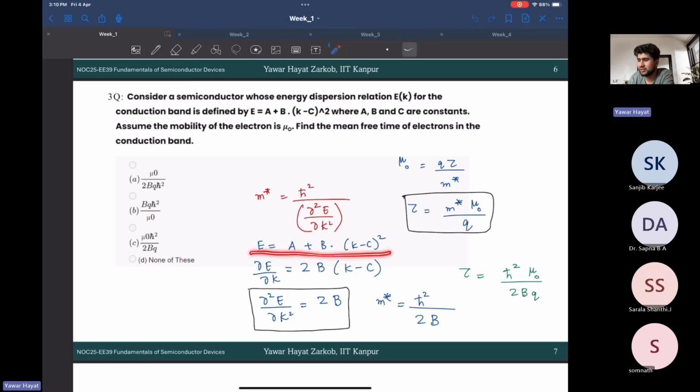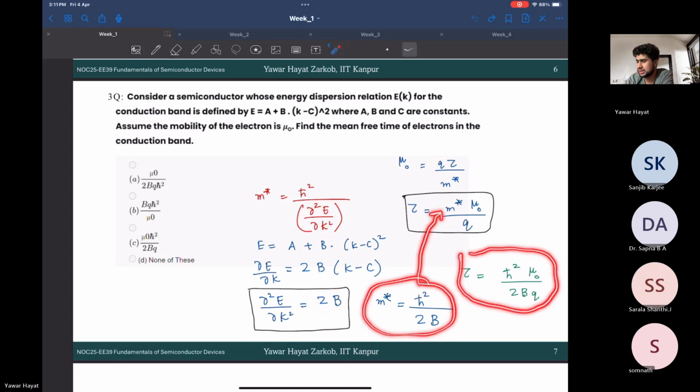So what we'll do is we'll differentiate this E versus K relation twice to obtain this. Your E was this, right? And if you differentiate it twice, you'll get that d²E by dK² is 2B, right? So then your effective mass m star would be h bar squared by 2B. So this is h bar squared by 2B. And once you plug in this here, you obtain this. Is this clear?